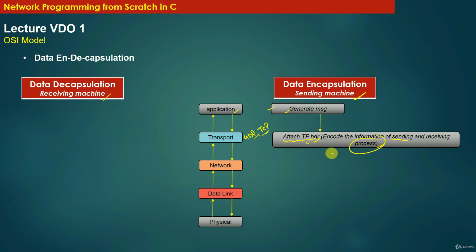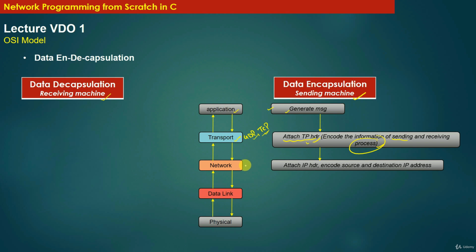Now, what is that information which identifies the process? We will discuss that in detail when we will be discussing the transport layer, because there has to be some process or some application which is running on the receiving machine. So the transport layer encodes the information of the process which is running on the sending machine and receiving machine. Once the transport layer attaches its transport layer header, the combined message is passed to the next layer in the TCP/IP stack, which is the network layer.